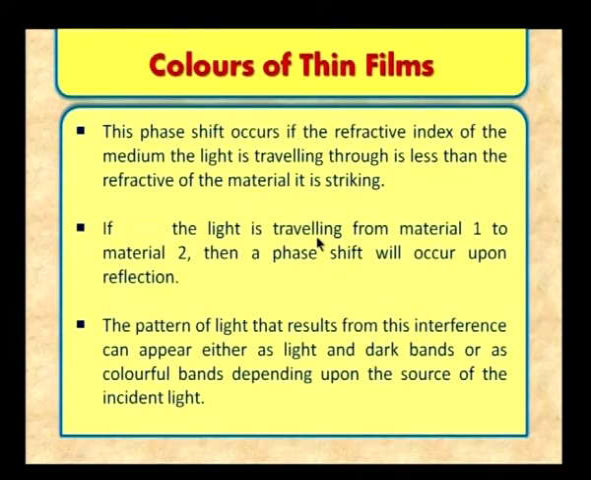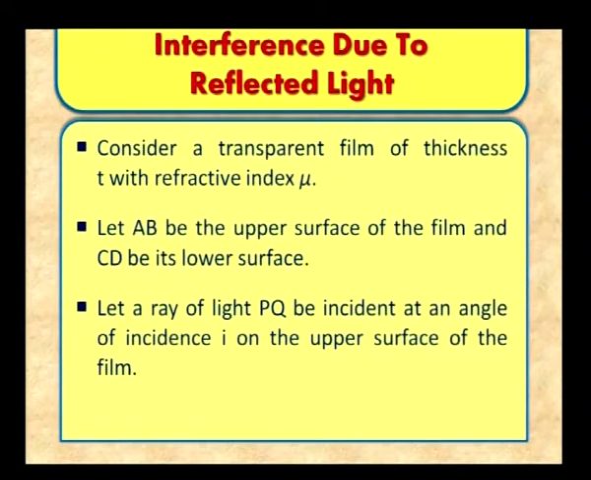The phase shift occurs if the refractive index of the medium the light is travelling through is less than the refractive index of the material it is striking. That is what I told you: a phase shift of pi will occur upon reflection. The pattern of light that results from this interference can appear either bright or dark, depending upon whether it satisfies the condition for constructive or destructive interference.